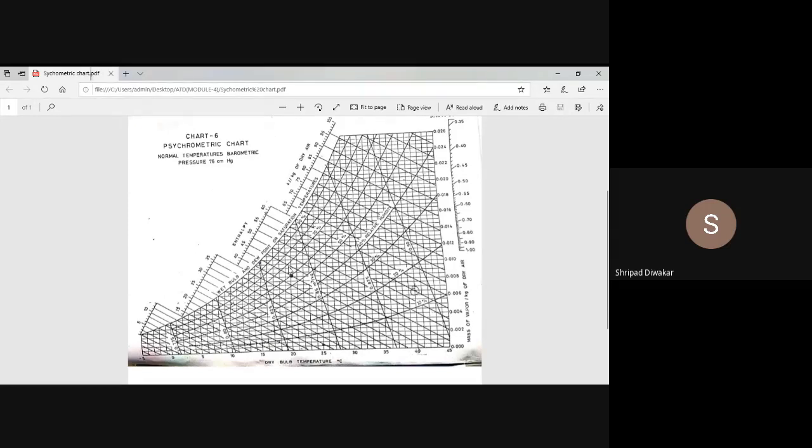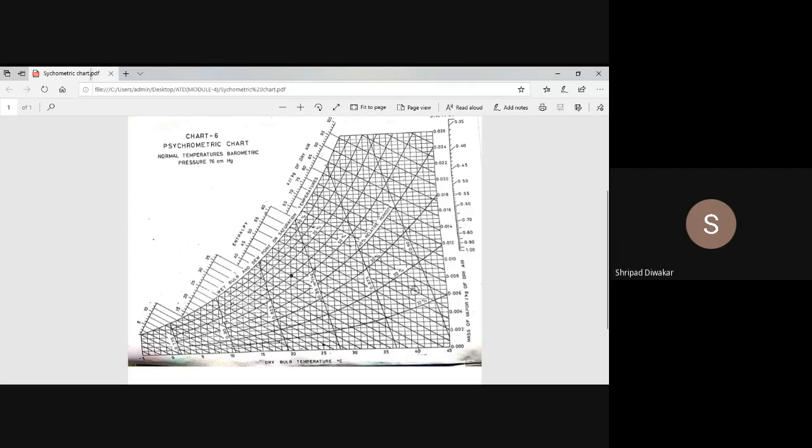Then how to locate that point? All the inclined lines are your WBT, and for DPT you have to take a horizontal direction. That's it. Now I'll give an example, and you'll come to know. First I'll explain all the lines, one by one. So DPT lines are the horizontal lines passing from the saturation curve, and you are going to take from left to right.